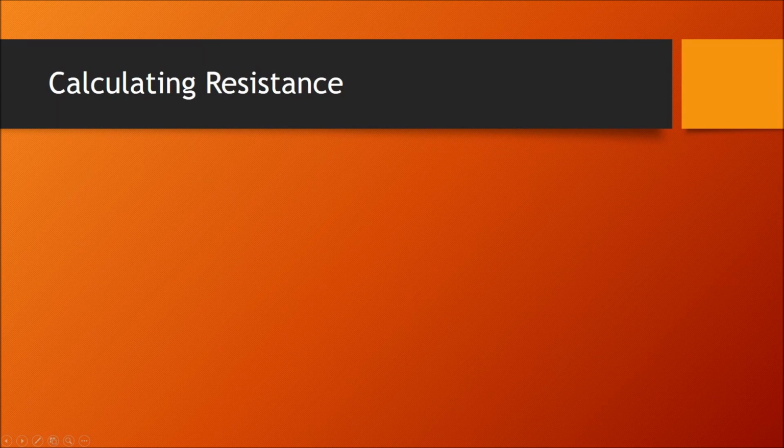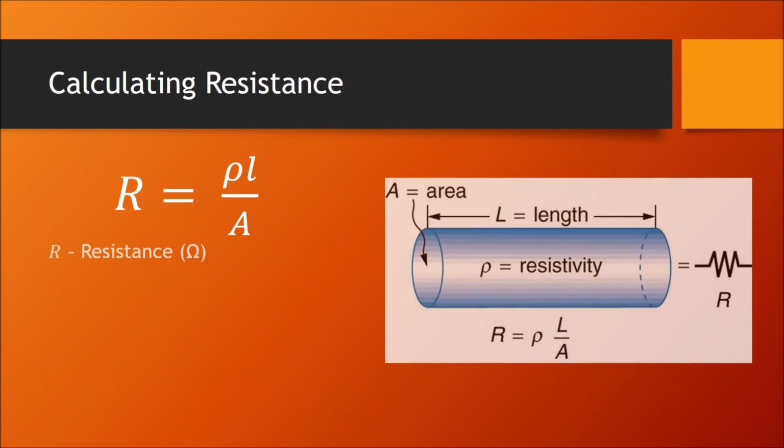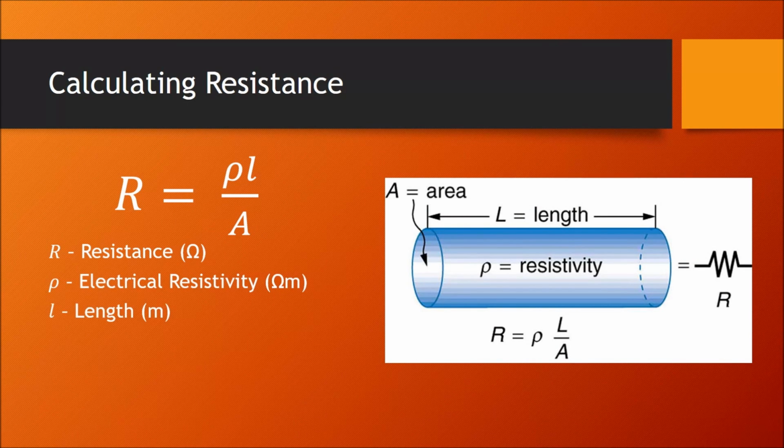Next up, how do we calculate resistance? Well, we can start with the equation R equals rho L on A, where R is resistance in ohms, rho is the electrical resistivity in ohm meters, and L is the length in meters, with A being the cross-sectional area in meters squared. Everything in the equation is pretty well understood by everyone other than rho, the electrical resistivity.